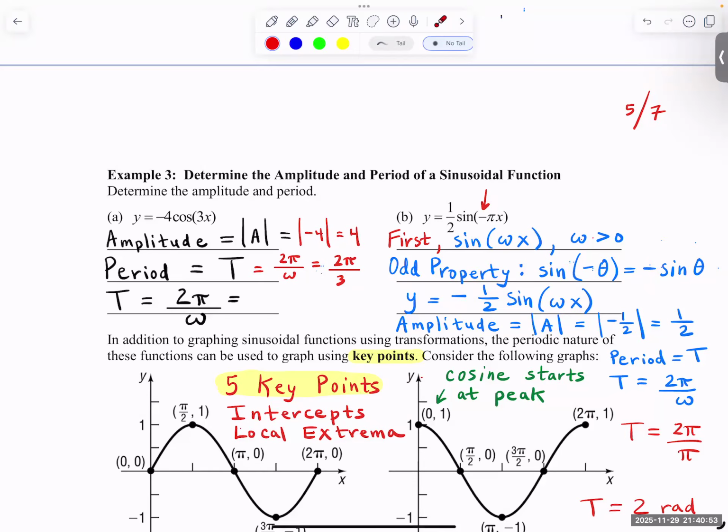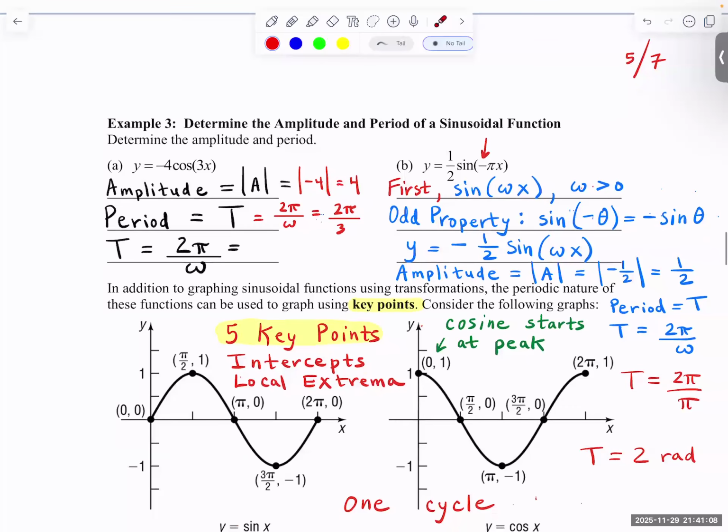So now omega is the value pi, positive pi. The amplitude is the absolute value of A, the absolute value of -1/2, is +1/2. The period is the fundamental period of 2 pi divided by omega. Omega is the value positive pi, then pi divided by pi will divide and cancel out. So the period, or the length of one cycle, is 2 radians.